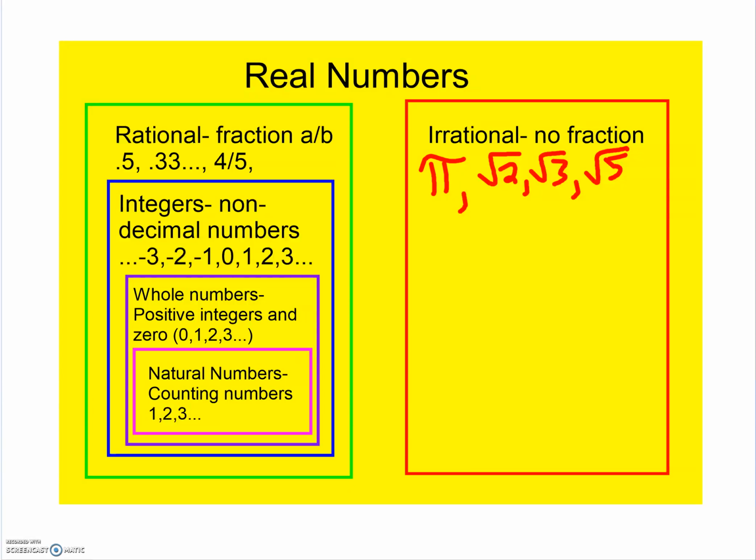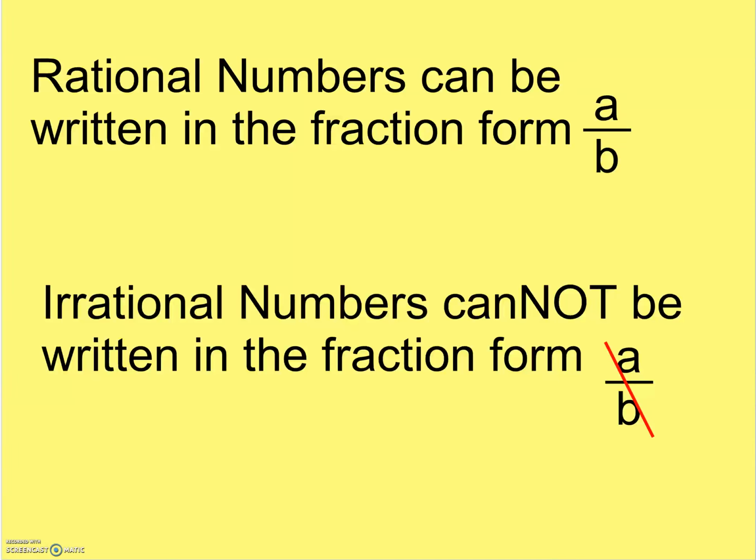Okay, so now let me give you a couple of reminders. Again, rational numbers can be written in the fraction form a over b. So there are two integers. They have to be integers. What I mean is -4 could be written as -4 over 1. So that's why it's rational.